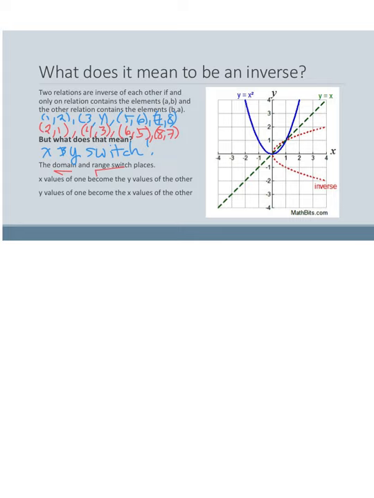So that's possible. You can start with a function and the inverse is not a function, or you can start with something that's not a function but the inverse is a function, or you can start with a function and the inverse is also a function, or you can start with something that's not a function and the inverse is not a function. So you can have all kinds of different combinations.